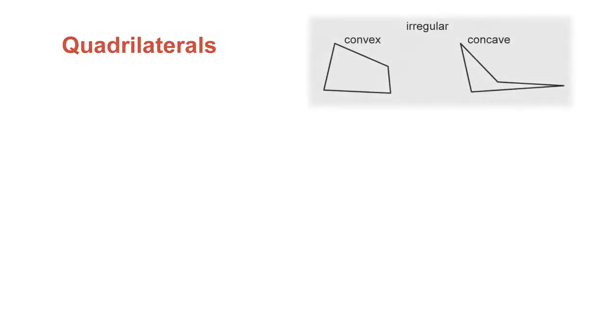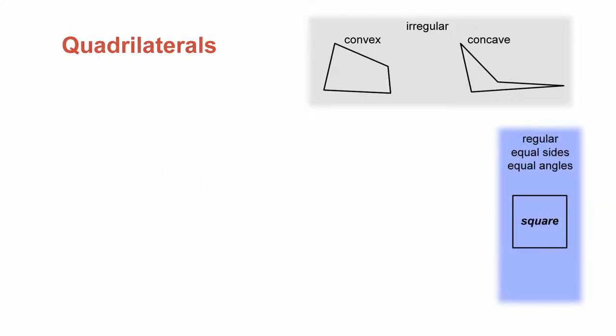Quadrilaterals are very common geometric shapes, and there are special names that are used for different kinds of quadrilaterals. Let's start with the normal way of classifying any polygon. Here are some irregular quadrilaterals, convex and concave. And a regular quadrilateral is what we would normally call a square. It has four sides of equal length and four equal 90 degree angles.